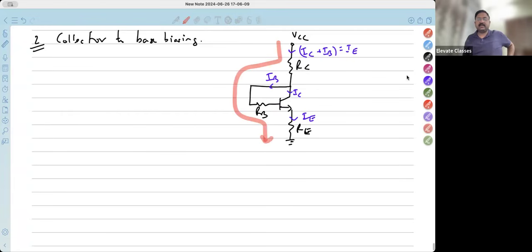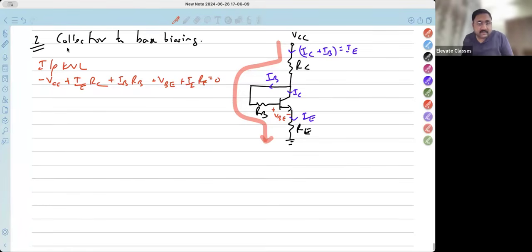अब input KVL क्या हो जाएगा? If you use input KVL, it will be minus VCC plus IE into RC. क्यों? क्योंकि ये IB plus IC है, which is nothing but IE, plus IB into RB. ये वोल्टेज कितना होता है? This voltage is VBE, plus IE RE is equal to 0.